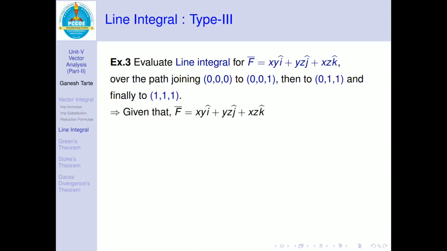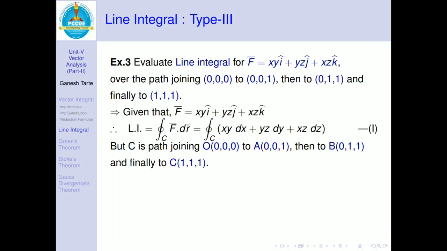So we start with F bar, then apply the formula of line integral, that is integral over C of F bar dot dr bar, that is xy dx plus yz dy plus xz dz, equation 1. Then we substitute the values of C, but here C is unknown. C is the path joining (0,0,0) to (1,1,1). Just for our understanding, we denote (0,0,0) as O, the origin, (0,0,1) as A, then (0,1,1) as B, and (1,1,1) as C.